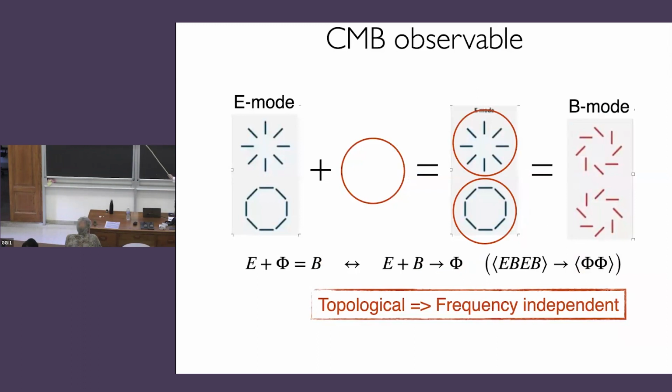Which means I can do the following. I can take the E mode map I measure and the B mode map I measure, and reconstruct this phi field, which comes from the polarization rotation. If I do a quadratic estimator of EB, I can extract this phi-phi correlation. And that's the correlation we can compute with the string network.